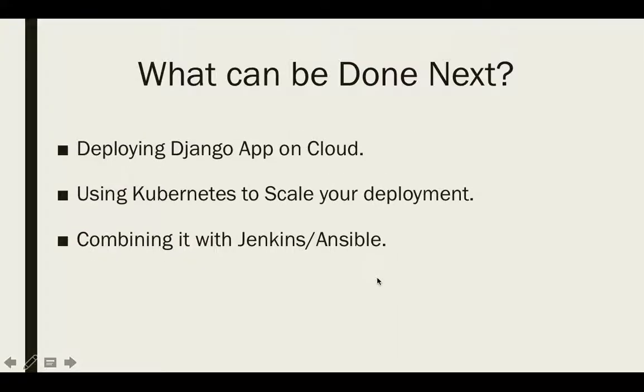So now, what can be done next? With the help of Docker, you can deploy your Django app on your cloud with Docker Compose. It will be much easier to deploy this, because it has containerized all of your application. The second thing you can do is use Kubernetes to scale your deployment. Let's say you have n number of pods running in your cloud. With Kubernetes, you can scale your deployment by assigning each service to a different pod, so that if a lot of traffic comes in, Kubernetes will handle it.